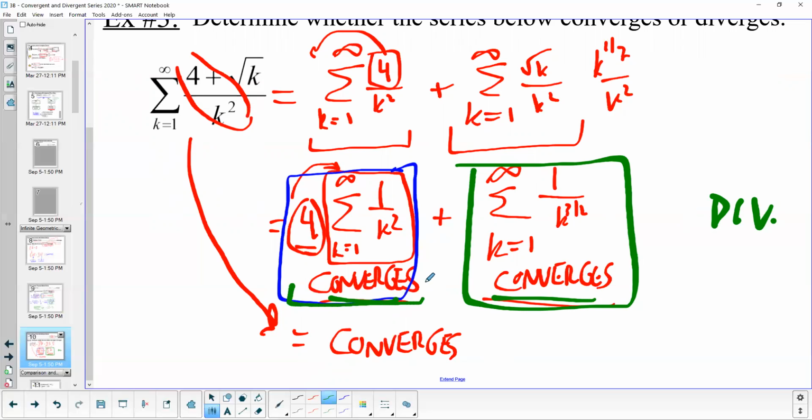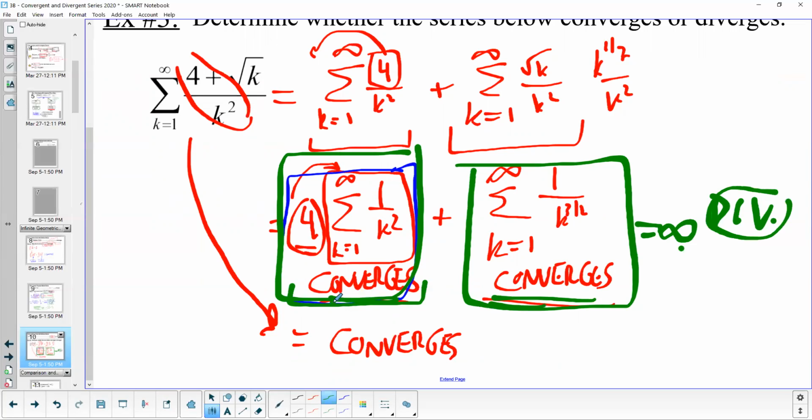Otherwise, you're going to have a value from this, but the whole idea behind the series diverging is that its values, or the sum, would approach infinity. So if you have infinity plus some value here, the entire thing is going to diverge. So it's very important that you prove both parts of it converge.